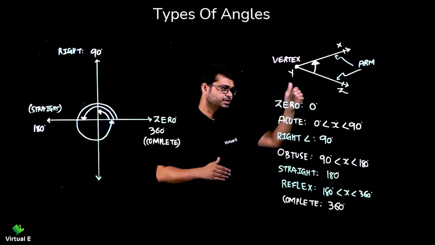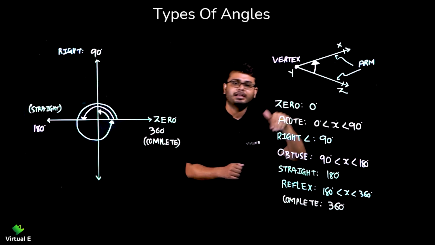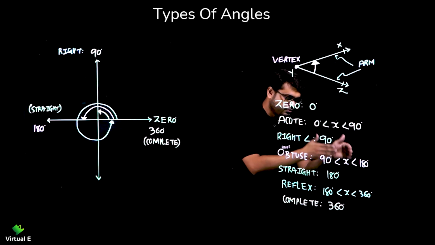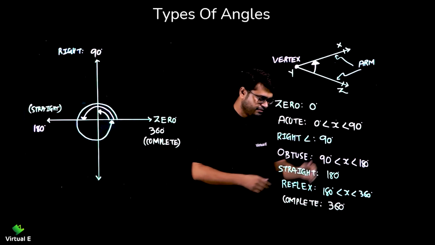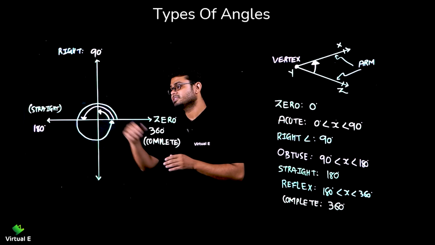So these are the different types of angles that we need to remember. 0 is 0 degree only. 0 to 90 degree is acute, 90 degree is right angle, obtuse is 90 to 180, 180 is straight, 180 to 360 is reflex, and 360 is the complete angle. This is just an idea.